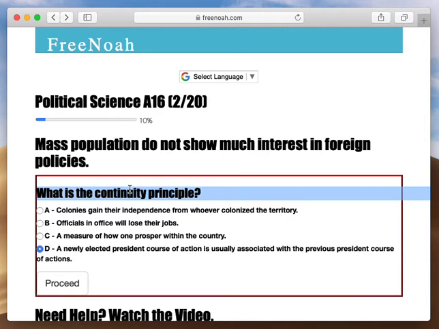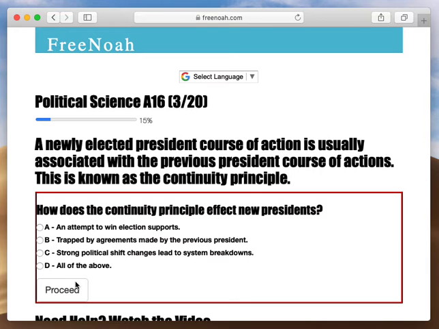Continuity. All right, so what is the continuity principle? A newly elected president's course of action is usually associated with the previous president's course of action. This is known as the continuity principle. Okay, so continuation. That's where this word continuity originates from. I'm going to give you two examples here.